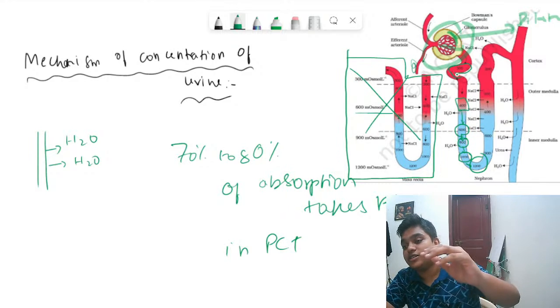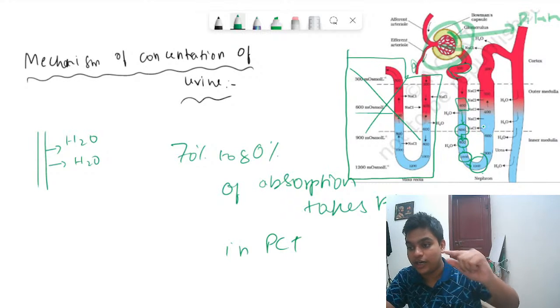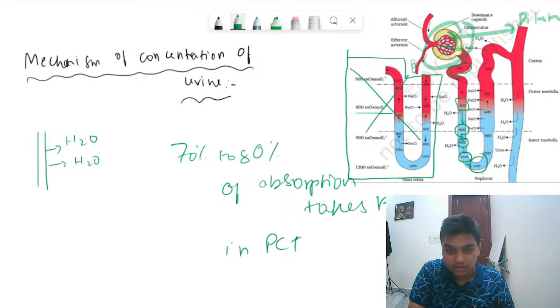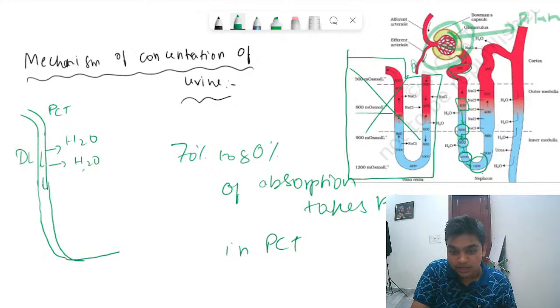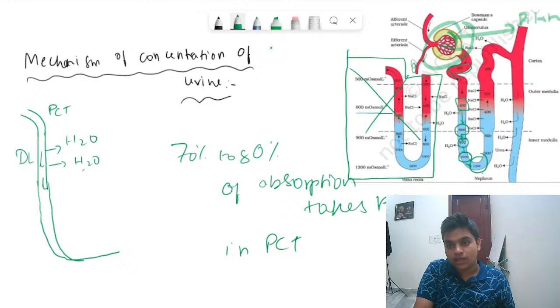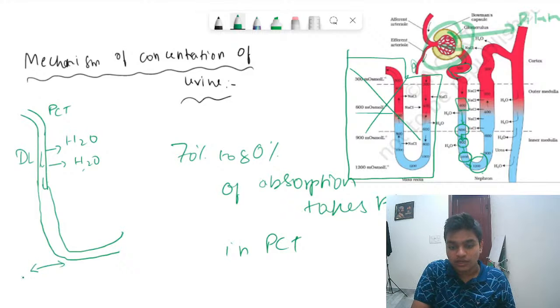The concentration from 300 has increased to 1200. Initially, this is your PCT part, this is your DL part. While moving down, the concentration of the urine present in the DL part was increasing gradually, and when it came down to the hairpin bend, it became almost equal to the outer medullary part.